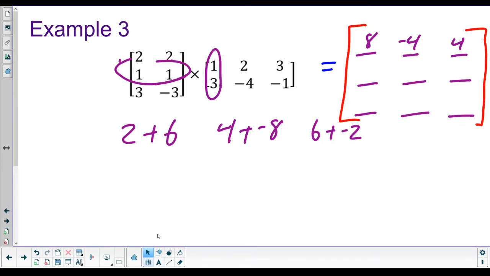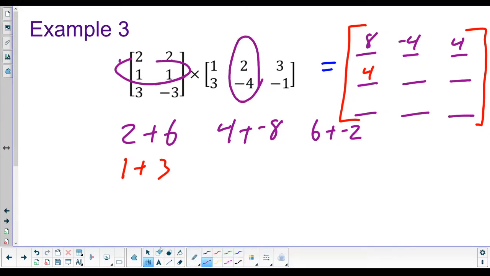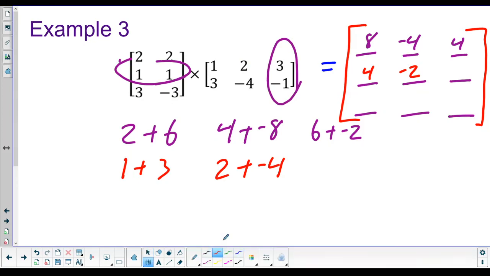So 1 times 1, here let's do a different color, let's do a red. 1 times 1 is 1, plus 1 times 3 is 3, so that's 4. Go over a column. Let me make that bigger so that we can see the whole thing, that way I get the negative in there. There we go. All right. So 1 times 2 is 2, plus 1 times negative 4 is negative 4. 2 minus 4 is negative 2. Go over a column. 1 times 3 is 3, plus 1 times negative 1 is negative 1. So that's 2.